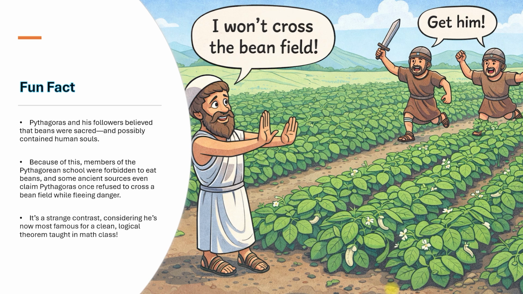Here's a little fun fact. Pythagoras and his followers believed that beans were sacred and possibly contained human souls. Because of this, members of the Pythagorean school were forbidden to eat beans, and some ancient sources even claim that Pythagoras once refused to cross a bean field while fleeing danger. It's a strange contrast considering that he's now most famous for a clean, logical theorem taught in math class.